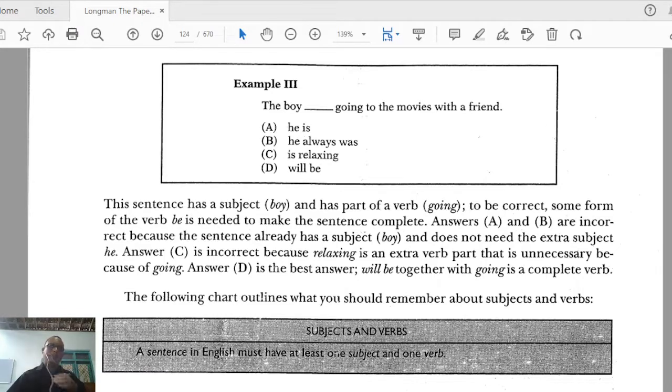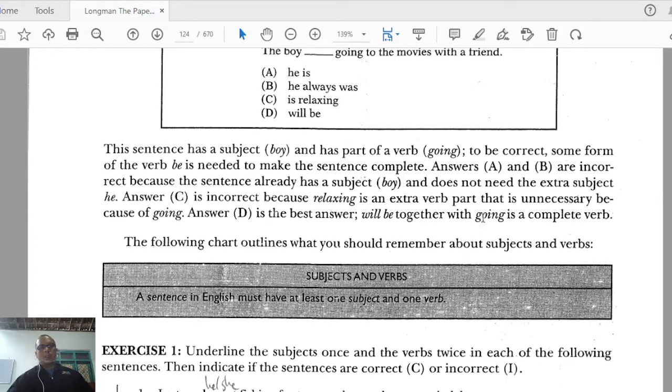Then we have the next one, D. Okay, the D part. Answer D is the best answer. Will be together with going is a complete verb. Karena di sini ada kata going to ya, maka kata kita butuhkan adalah to be-nya ya. Jadi will be. The boy will be going to the movies with a friend.